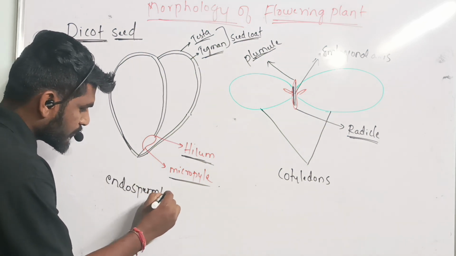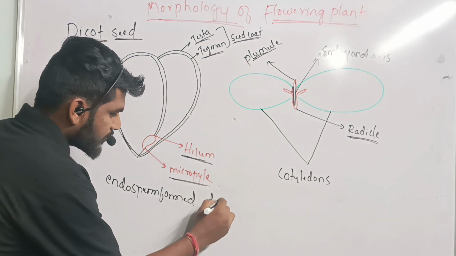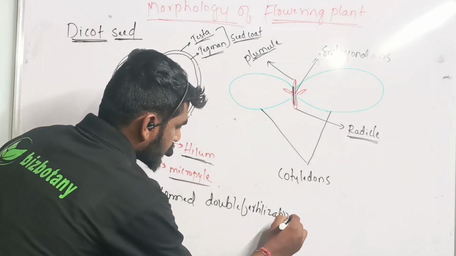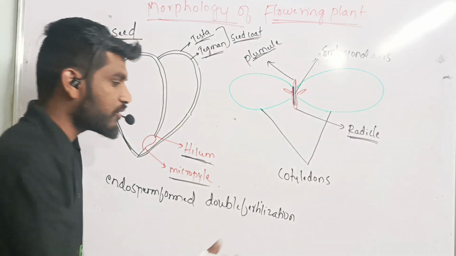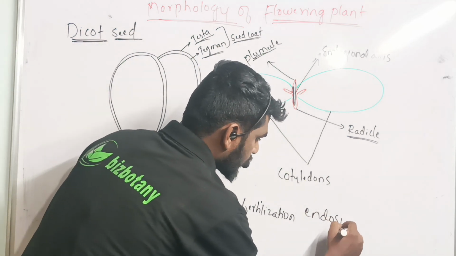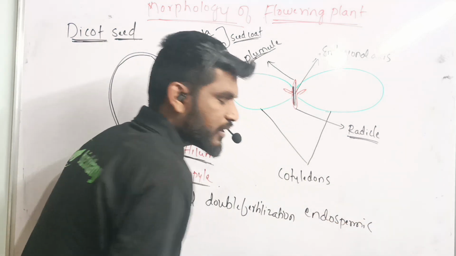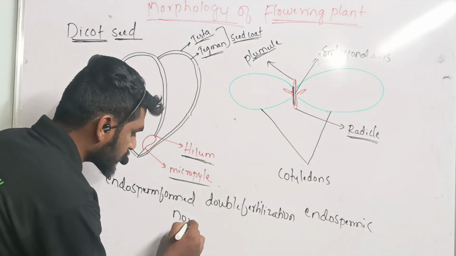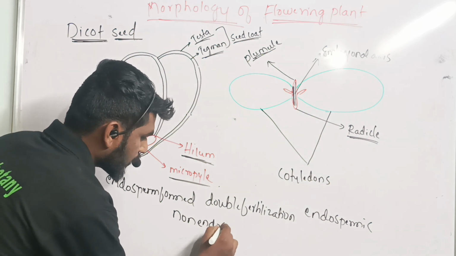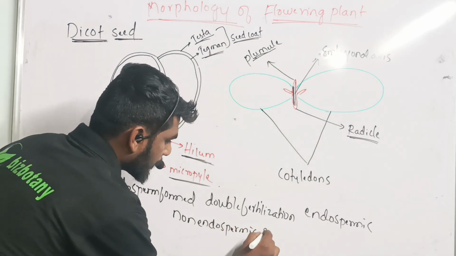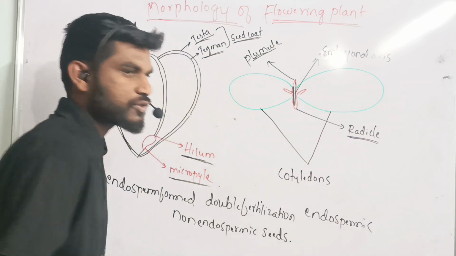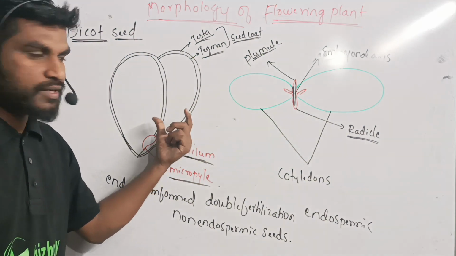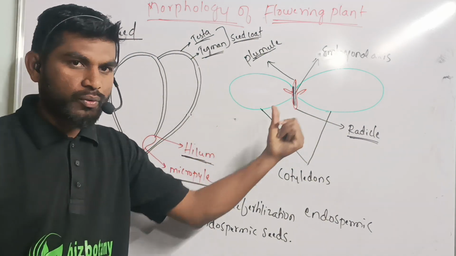by double fertilization. As a result of double fertilization, endosperm will be formed. Such seeds are known as endospermic seeds. If the seeds don't have the endosperm, such seeds are known as non-endospermic seeds. This is the structure of a dicot seed, which contains seed coat and embryo.